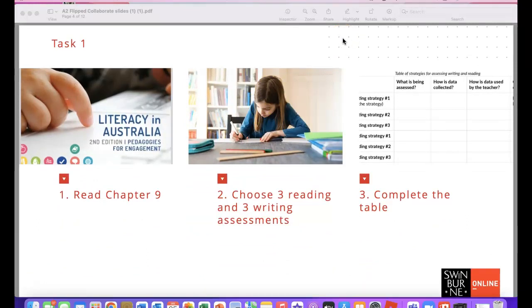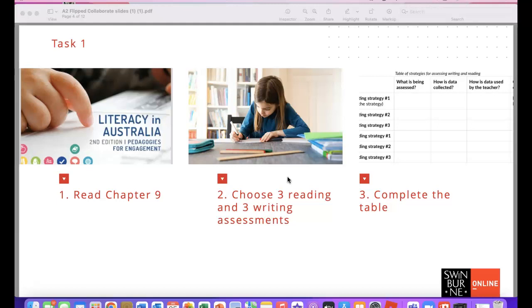First port of call is that you're going to read chapter 9. As I mentioned, chapter 9 is a really great overview to give you that sort of heads up into thinking about assessment, telling you about different assessment styles and strategy, giving you examples on what you could potentially add to this table that you're going to fill out. So reading chapter 9 is really important, and engaging with the learning materials in weeks 4 and 5 in particular, as well as any of your own reading or investigation. You are going to choose 3 reading and 3 writing assessments.